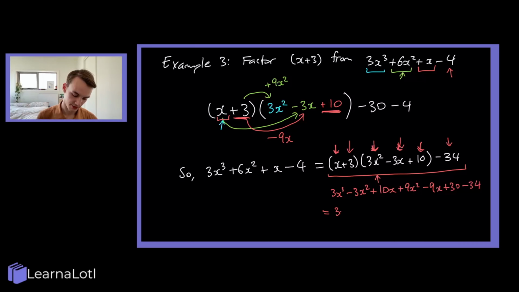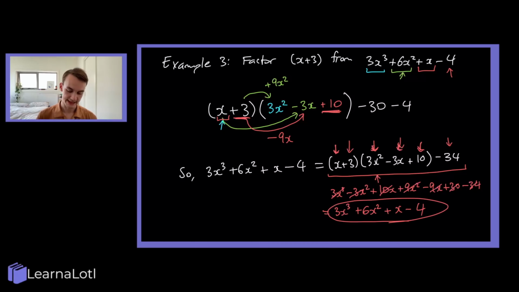That is equal to 3x cubed. That's that one. And then plus 9x squared minus 3x squared is plus 6x squared. And then minus 9x plus 10x, that's plus x. And then plus 30 minus 34, that's minus 4. And this polynomial is indeed the one I started with. So my check worked, I got it right, I can comfortably move on.